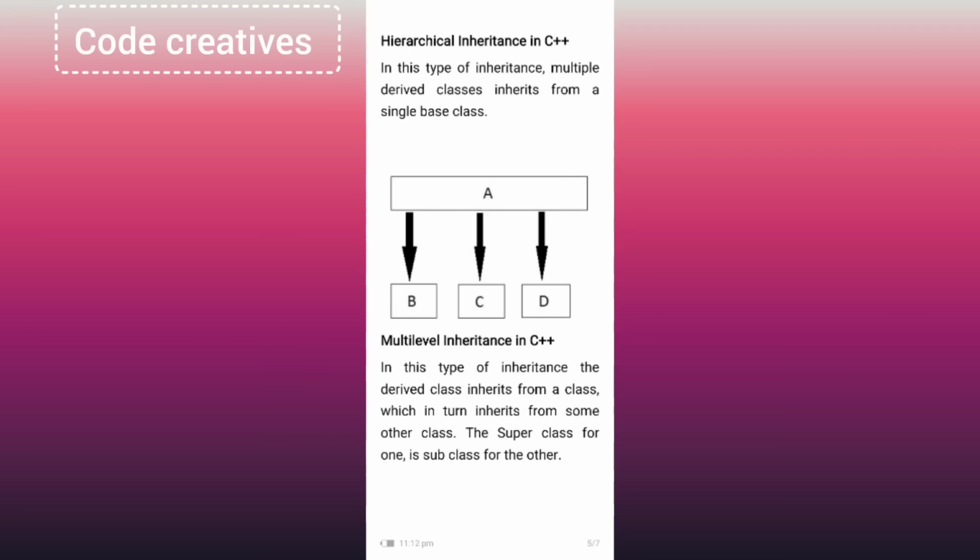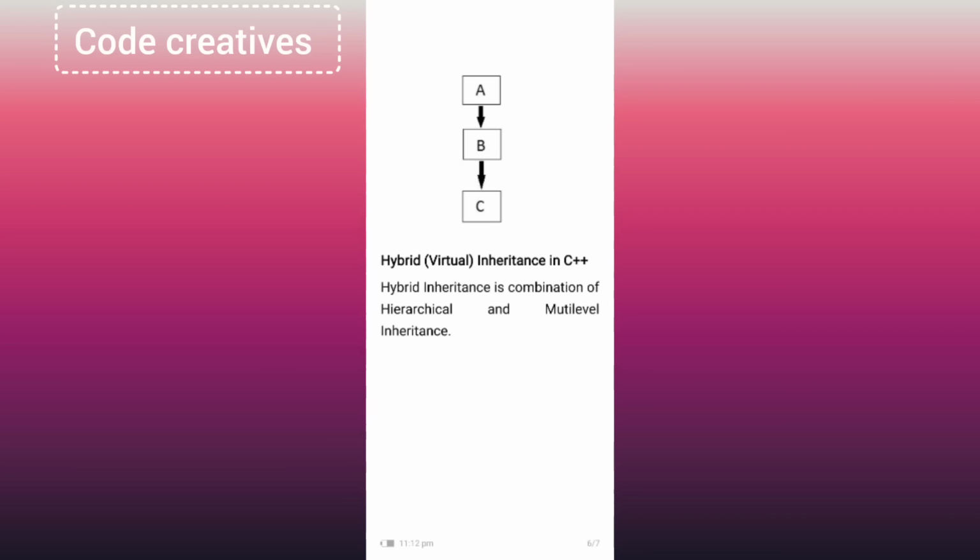Next, multi-level inheritance. In this type of inheritance, the derived class inherits from a class, which in turn inherits from another class. So the superclass for one is the subclass for another. We can also see this in a graphical representation here.